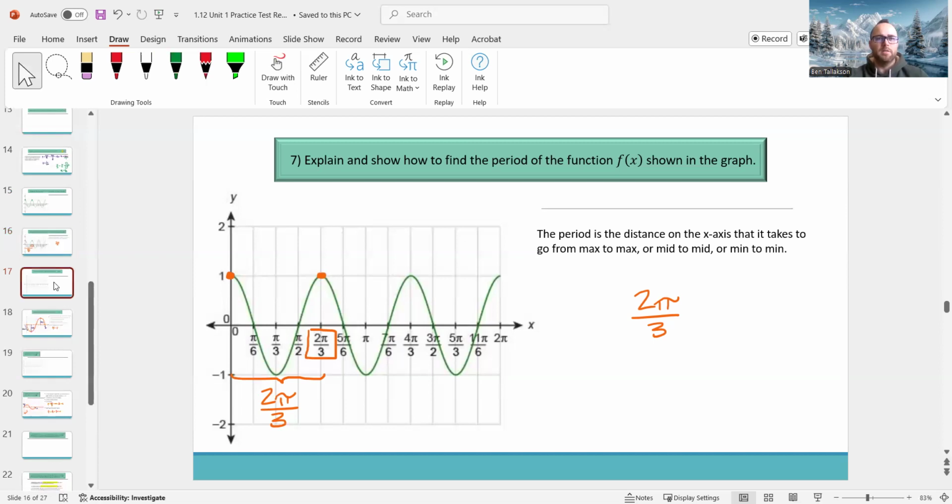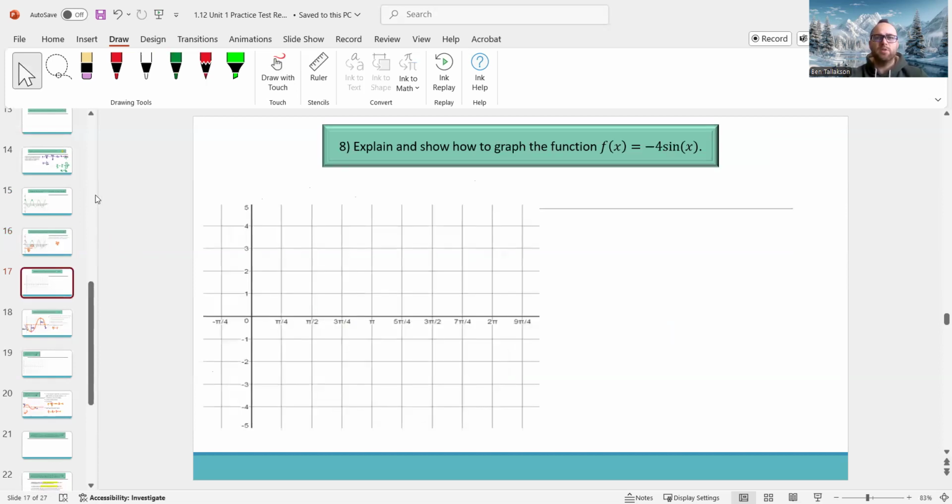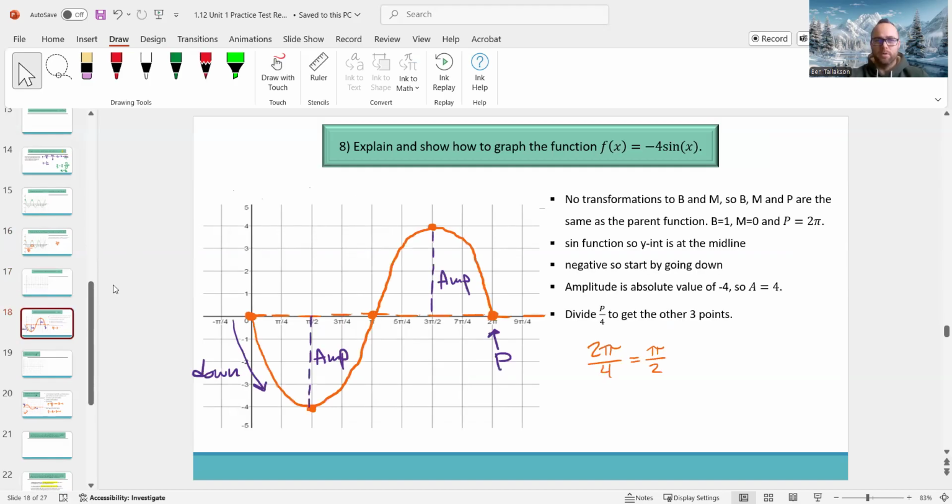Okay, number 8. Explain and show how to graph the function you see. There's not a ton of transformations here. How many do you see? I see 2. I see a negative, meaning it's a reflection over the x-axis, and I see 4, meaning the amplitude is 4.